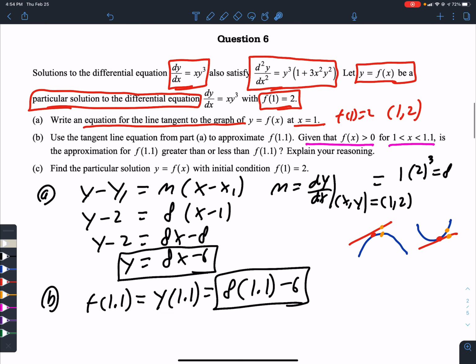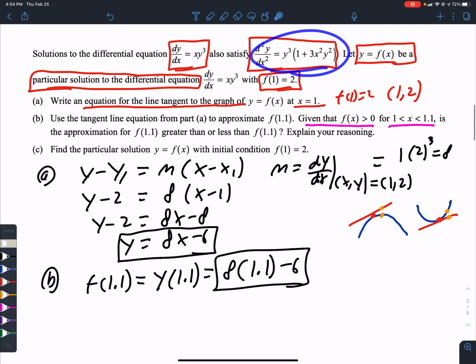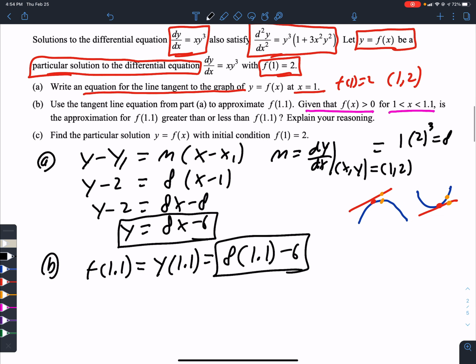So let's evaluate. We have the second derivative given right here. So we're going to find the second derivative. We're not going to find it. They gave it to us.